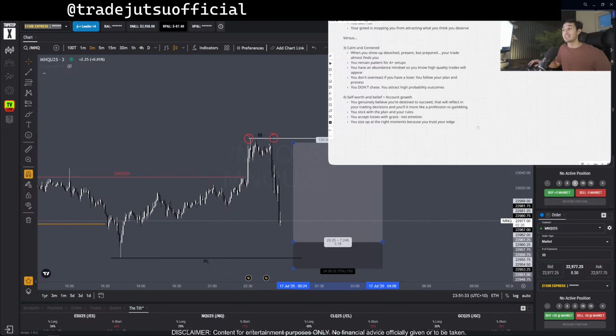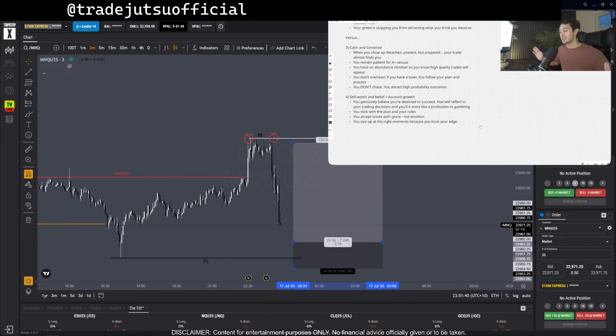And this is where you stick with your plan, stick with your rules. You accept losses with grace. That's super important. You don't say, oh, I hate everything, bang on your desk, and turn off your computer. I had a losing trade, everything's bad. No, you took a losing trade, no problem, because you're going to wait for the next winner.